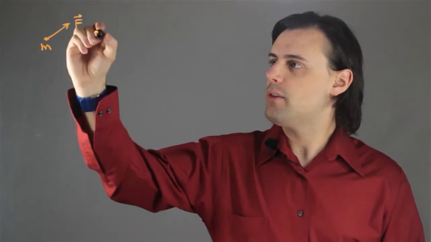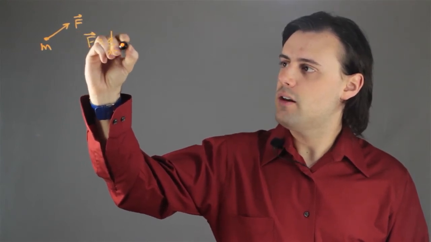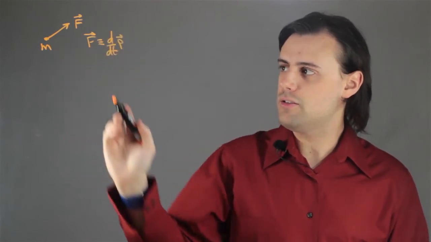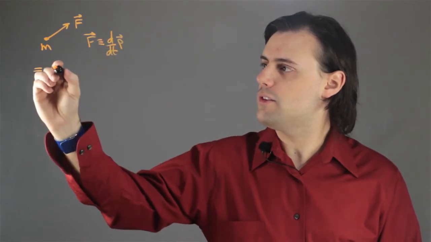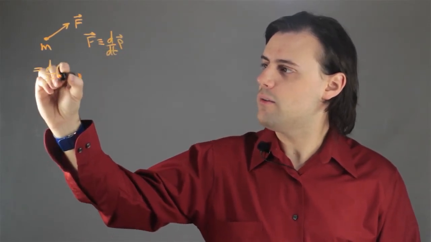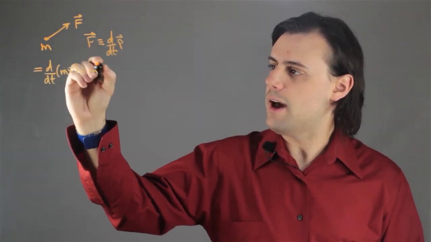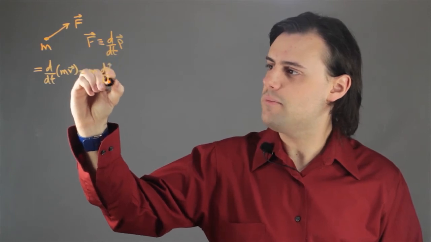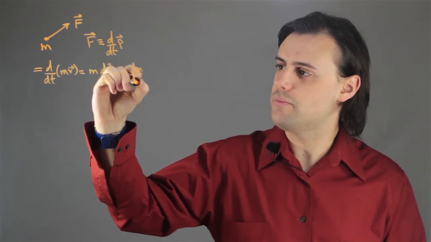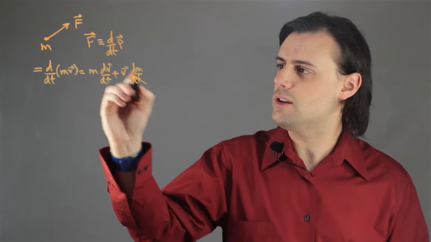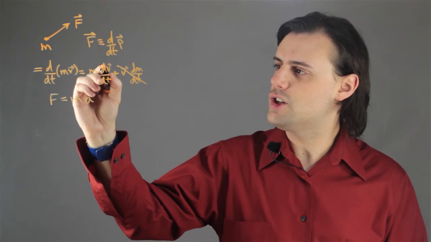So a force is defined as the time derivative of the momentum. But because we're assuming that the mass is constant, when we calculate this out, we have the time derivative of the mass times the velocity, and this is equal to the mass times the change in velocity over time plus the velocity times the change in mass over time. And since this mass is not changing, we recover our F equals ma formula because the change in velocity over time is acceleration.